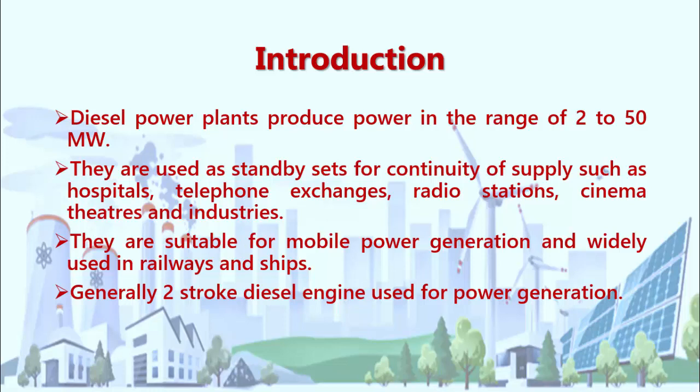Some years before, when you went to hospitals, telephone exchanges, radio stations, cinema theaters, some small industries, even big houses and in festival times, you may have seen a small diesel engine which generates power for the particular time. That is, if a power cut happens in shops, malls or hospitals, they may run a diesel power plant. Diesel power plant is always used as a standby power plant. These diesel power plants are used for mobile power generation, and widely in railways and ships. Generally, two-stroke diesel engines are used for power generation purposes.